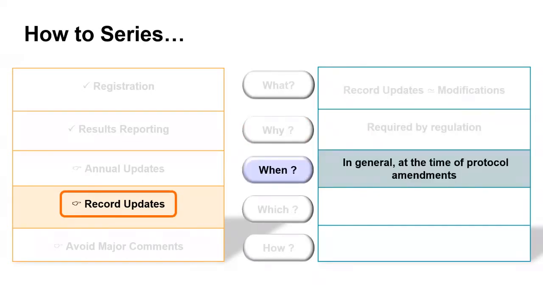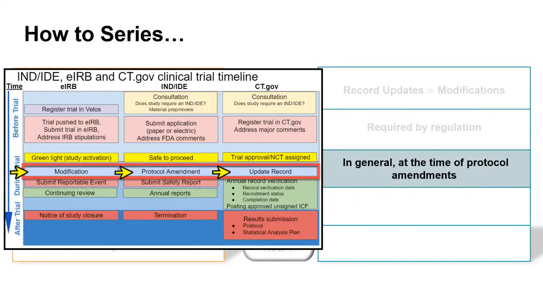So when do you have to do it? In general, at the time of protocol amendments. Operationally speaking, timing of record updates in ct.gov, submitting modification in ERB, and protocol amendment to FDA if the sponsor investigator is an IND-IDE holder are almost exactly in parallel. Please note that our office provides assistance in each stage for both ct.gov reporting and IND-IDE support.